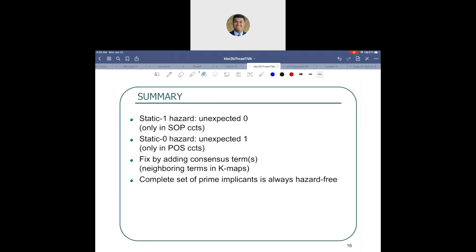Note also that the complete set of prime implicants will always be hazard free. And the reason is the complete set of prime implicants will include all the essential prime implicants and also all the redundant prime implicants. And because a complete set of prime implicants includes all the RPIs, it will be hazard free.